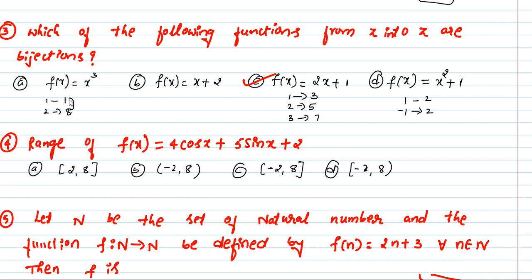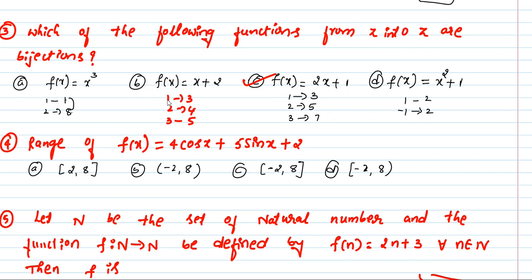Look at the first condition. There is no preimage from 1 and 8 between values. So look at this. Here 1 and minus 1 have the same image in the codomain. If I put x is equal to 1, we'll get 3. Put x is equal to 2, we'll get 4. Put x is equal to 3, we'll get 5.